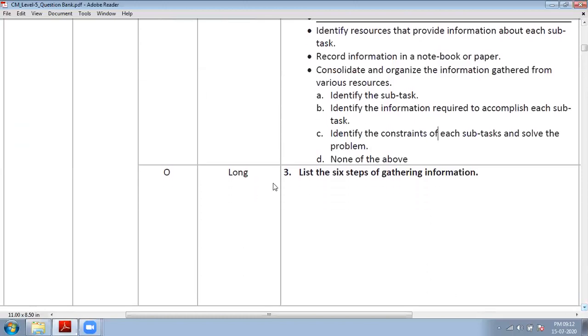Now the long type question, which I already told you to write during the video lecture. List the 6 steps for gathering information. All of you have already studied this question, so I hope all of you will be able to solve it.